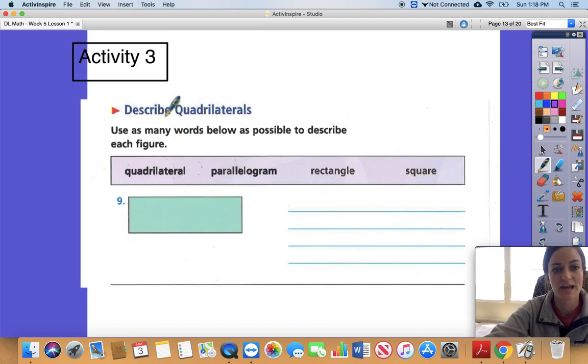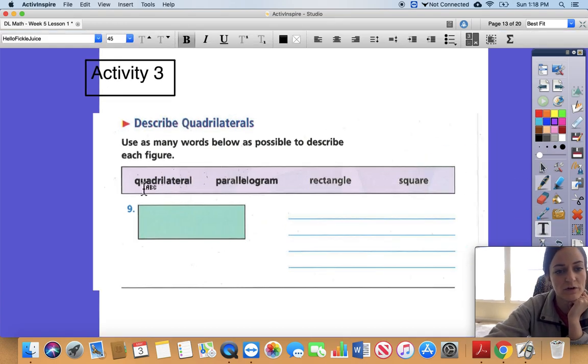All right, so now we're going to just practice with those words that we learned about to describe quadrilaterals. So use as many words below as possible to describe each figure. Okay, so looking at this shape, we're going to use which one of these, well, there can be more than one, which of these words fit with this one.